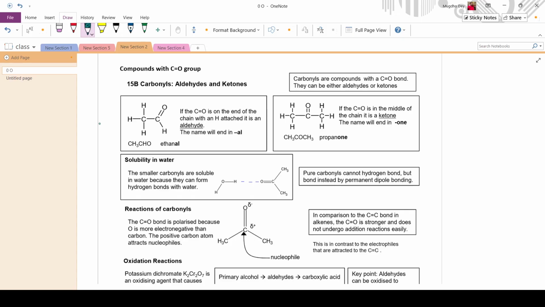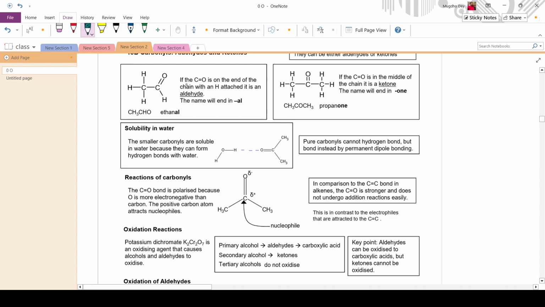So what are aldehydes? These are aldehydes, compounds which consist of this functional group. If the carbonyl group is on the end of the chain with a hydrogen attached, it is an aldehyde. That's it. Then if the carbonyl group is in the middle of the chain, for example down here, then it is a ketone. The name will end in "-one". All right, so that's how it goes.